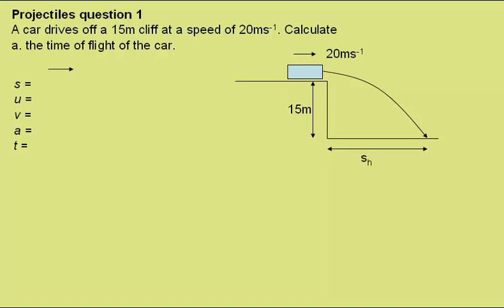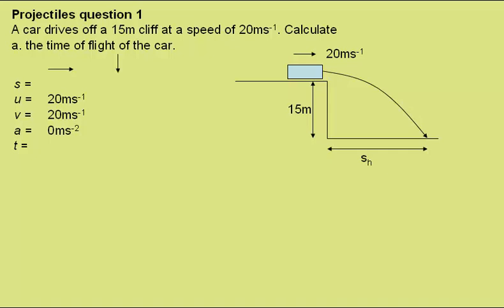Well, we're not asked yet for the horizontal displacement. We know that the horizontal initial velocity is 20 meters per second, and as there are no forces in the horizontal direction, the final velocity will also be 20 meters per second, meaning the acceleration in the horizontal direction is 0, and we don't yet know the time.